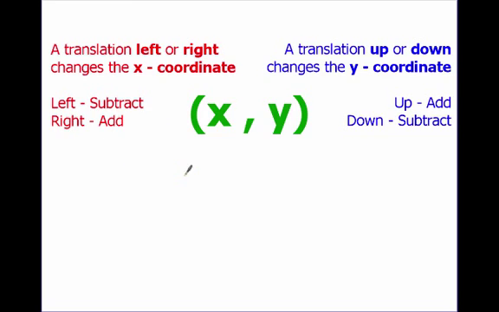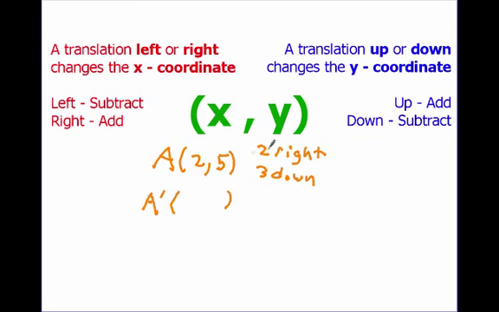So say, for example, I gave you this point A. And I told you A was at, let's say, 2, 5. And we're going to translate this 2 right and 3 down. What does that get me for A prime? Well, right changes our x, and going right adds, so I'm going to do 2 plus 2, that gives me 4. Down changes my y-coordinate, and it's subtracting, so I'm taking 3 away from 5. 5 minus 3 gives me 2. So my new point would be 4, 2. That's how we do this algebraically.